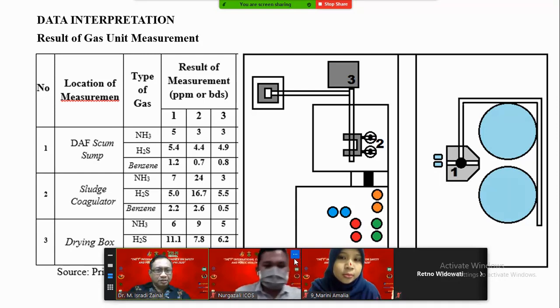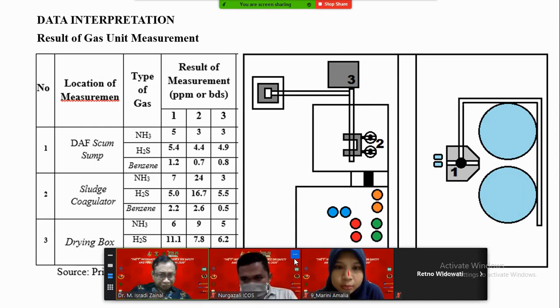Okay, this is data interpretation in the locations. From the HSE officer, we know that there are NH3, H2S, and benzene. We carried out measurements in the locations, especially in the sludge treatment unit, using a gas detector at the DAP scum sump, sludge coagulator, and drying box, as we see in this picture, number one, number two, and number three.